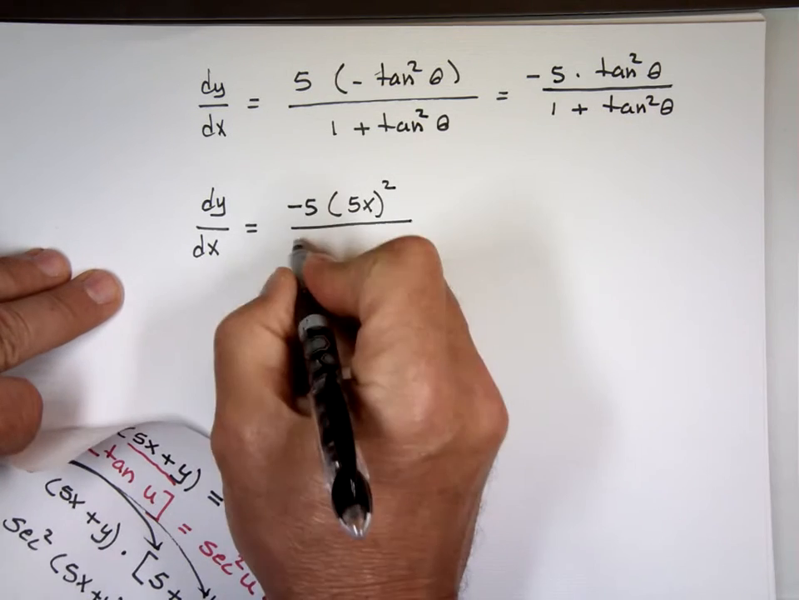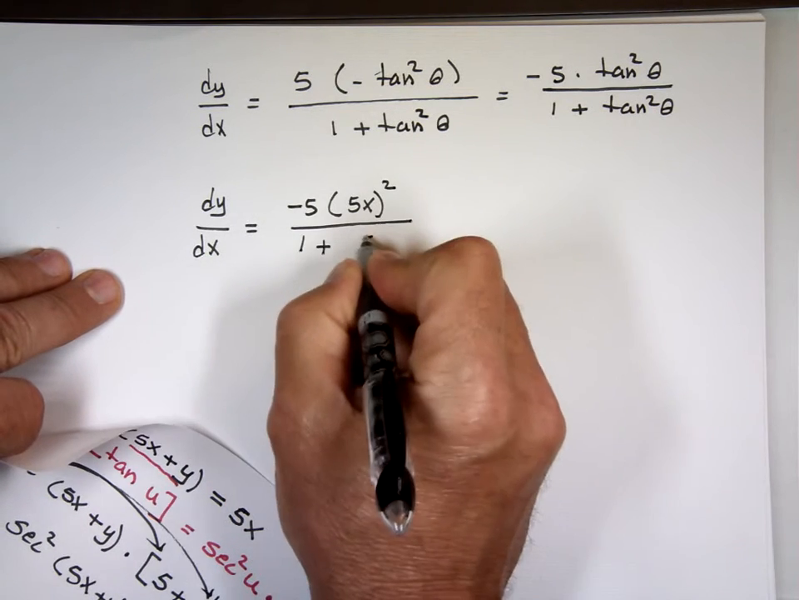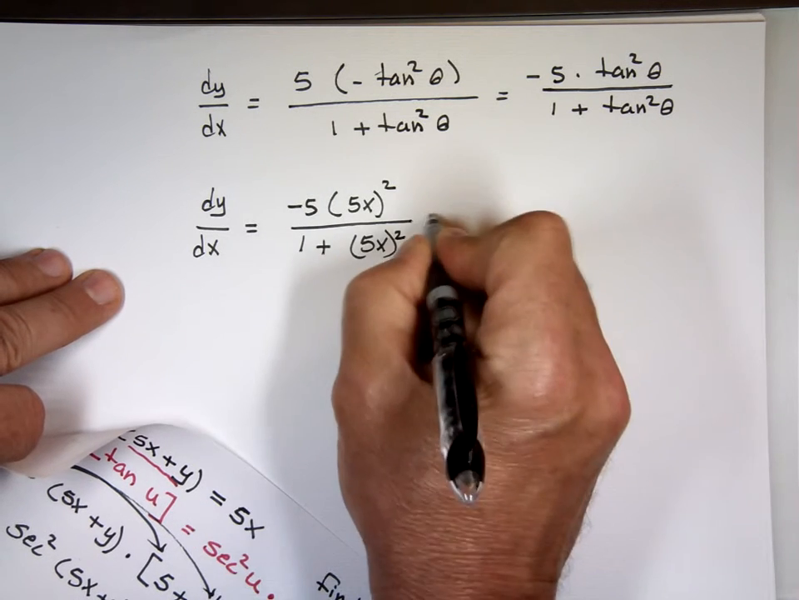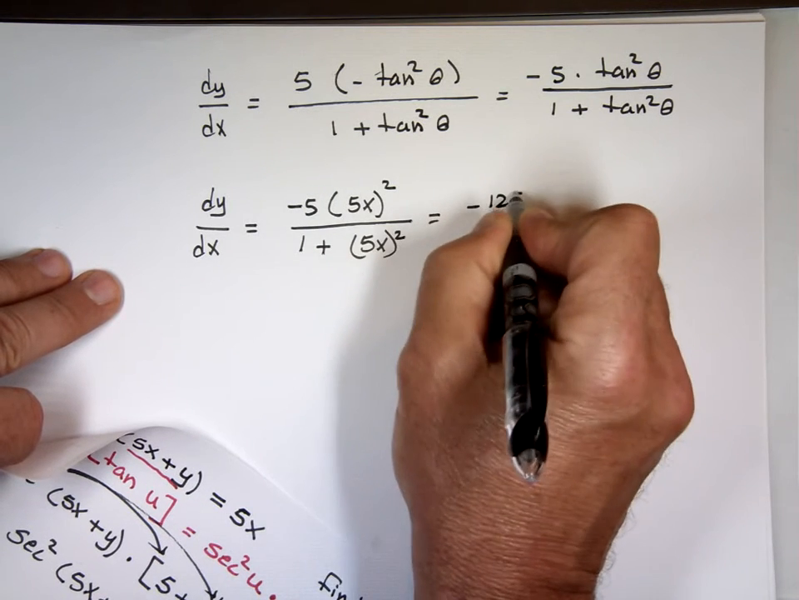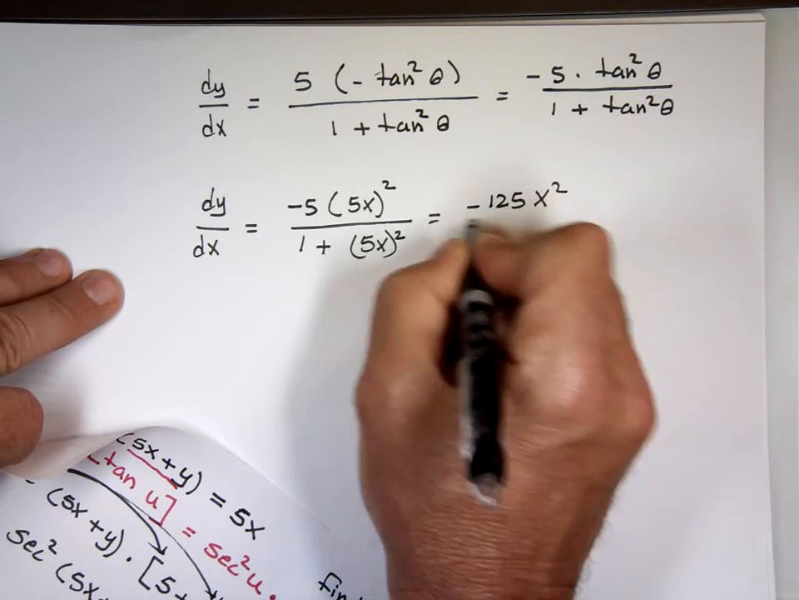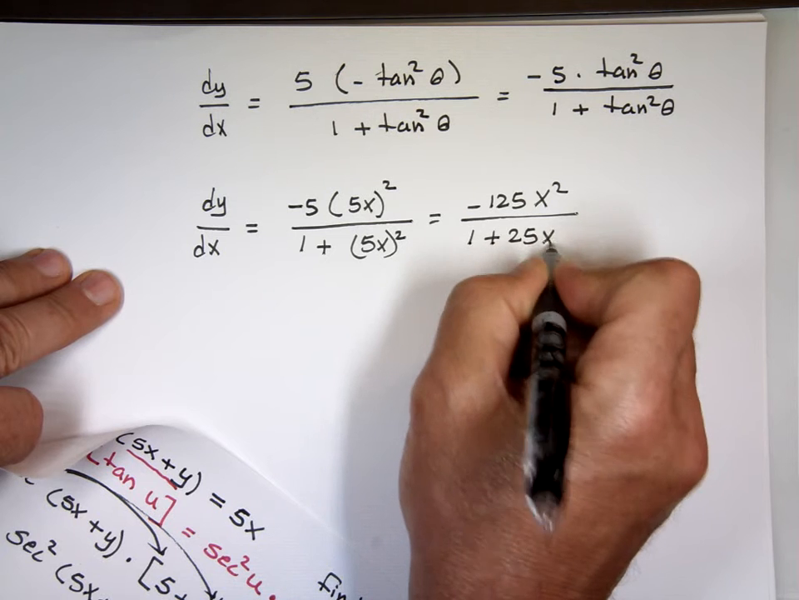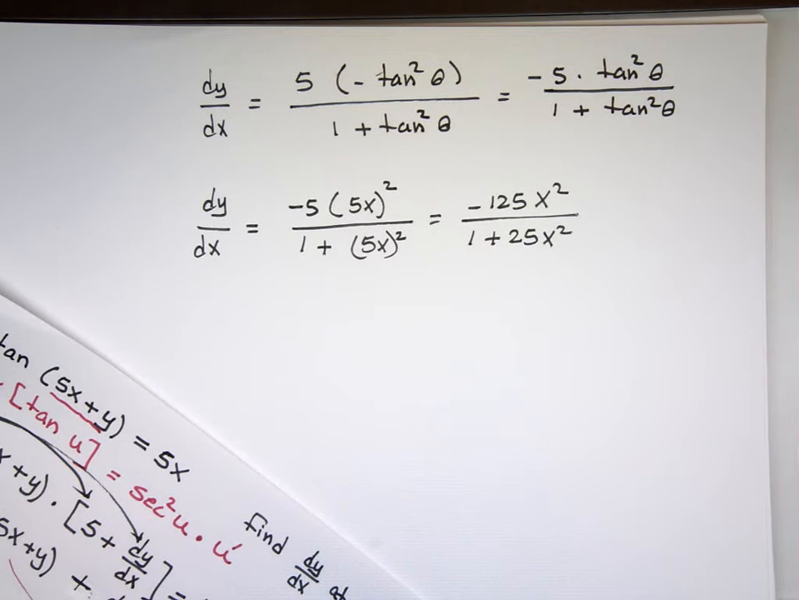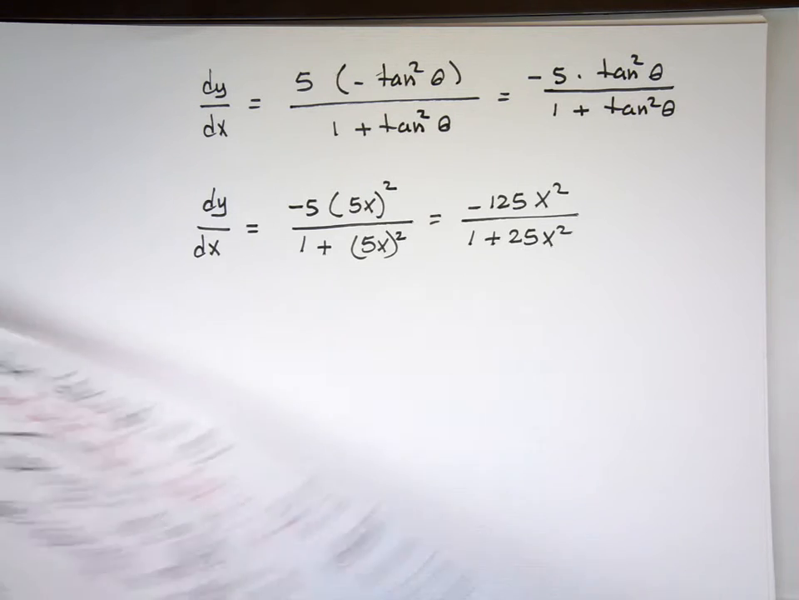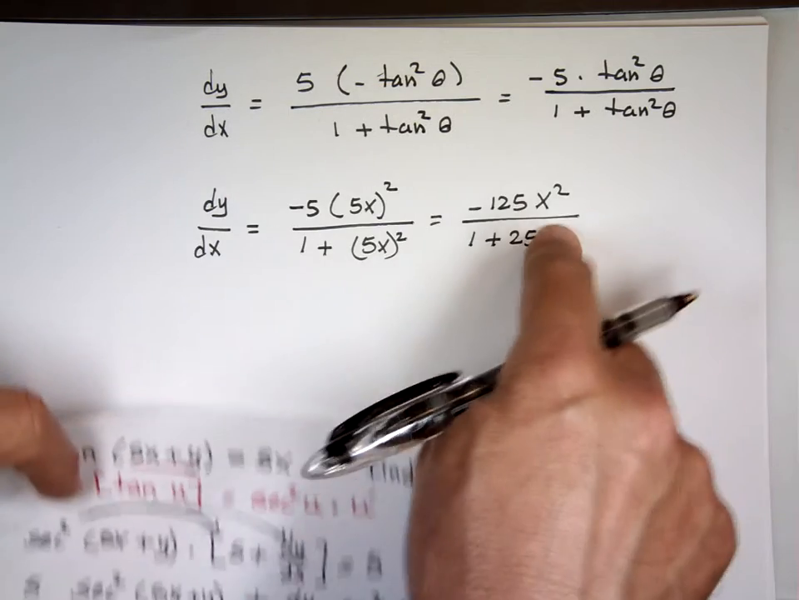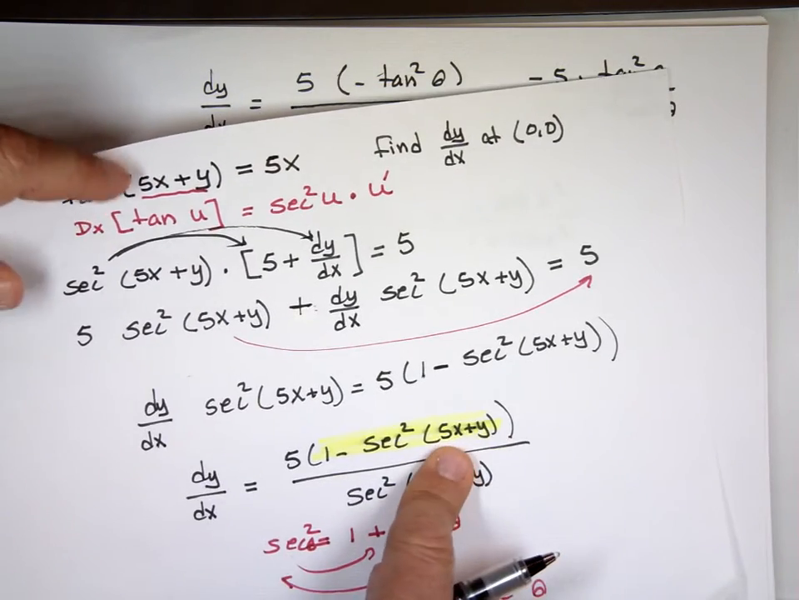One plus 5x squared. 25 times 5, negative 125 x squared over 1 plus 25x squared. If the question is find the derivative at 0, 0, what do you care if you go from this to this? It doesn't really make a difference, just plug in the value. It might be easier just to go there and plug in the 0, 0 in it. Make life easy on you.